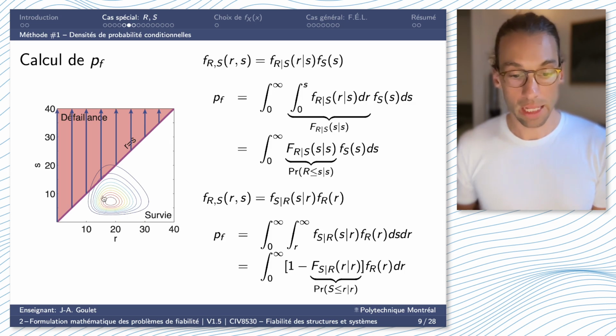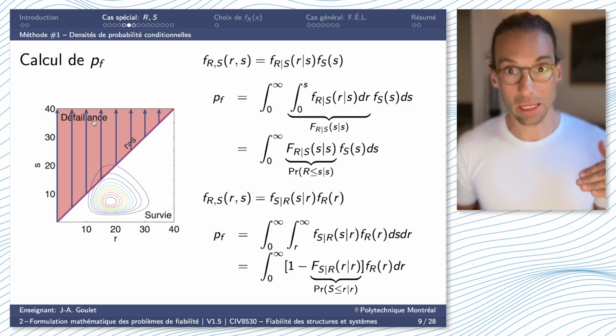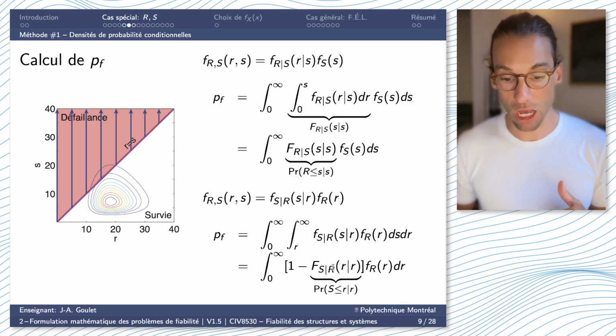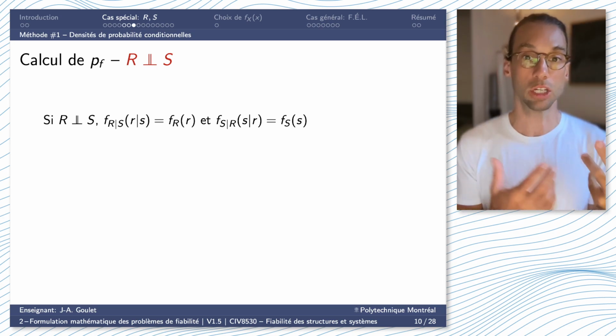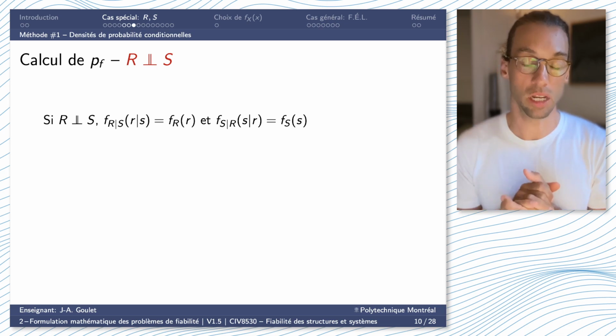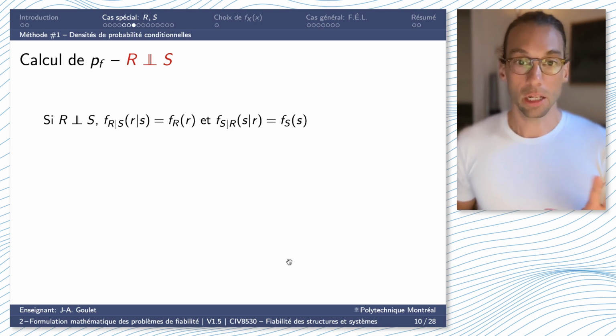And here, instead of having the CDF, I'm going to have the complement of the CDF, because the CDF would give me the slices underneath, whereas what I want is the slices above, from a given value up to infinity. So I need to take the complement of the CDF, and then I can do the same trick in reducing a 2D integral into a 1D integral involving a cumulative density function. Okay, so let's look again in a little more detail at the case where the resistance is independent from the solicitation.